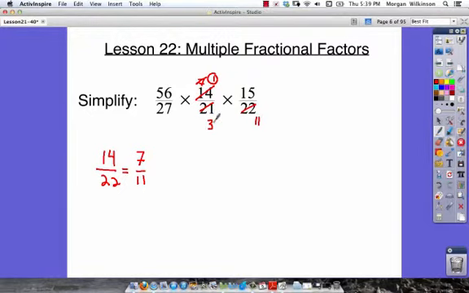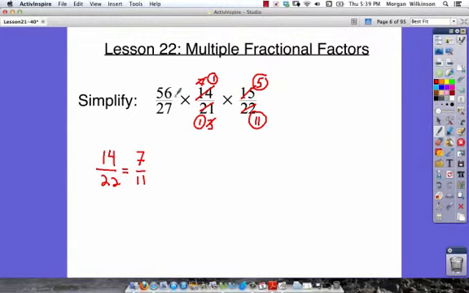If we look at this some more, we can see we've got a 3 and a 15. Well, 3 goes into 15 5 times. So instead of 3, we're going to have a 1. And instead of 15, we're going to have a 5. Okay, even better. Now if we look at this, our numbers are much smaller. That's what we're trying to get to in this. Instead of having a 14 times 15, we now have 1 times 5. Instead of having a 21 times 22, we now have 1 times 11. That's a lot easier to work with.